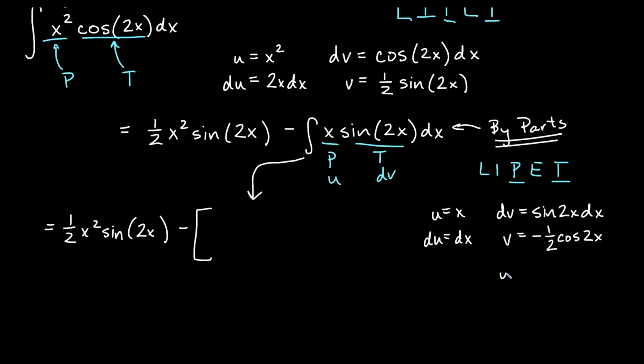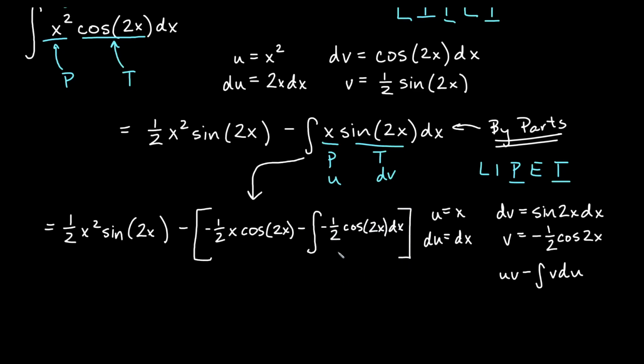Now we'll go ahead and plug that into our uv minus integral v du. We'll put that over here. So uv would be negative 1/2 x times cosine of 2x. All right, minus integral of v du. So v du, I have another negative 1/2 there, cosine 2x dx. All right, so we've got all of that. I'm going to need to do some distributing. And then we need to do our final integral still.